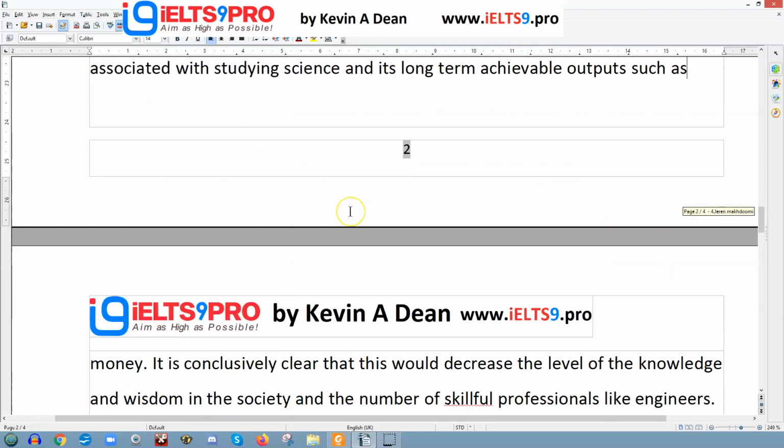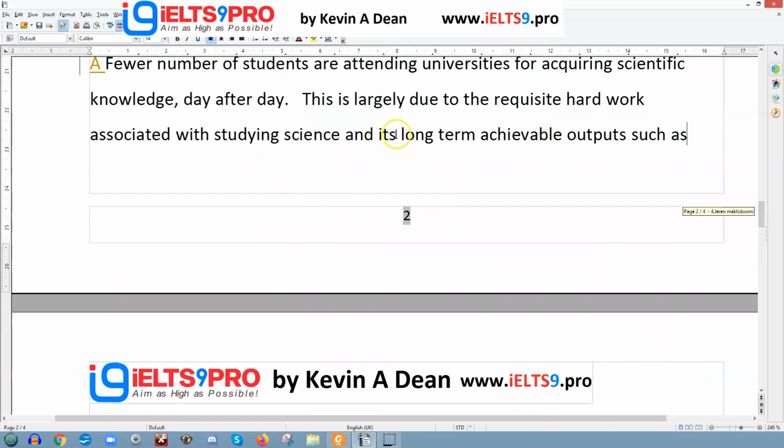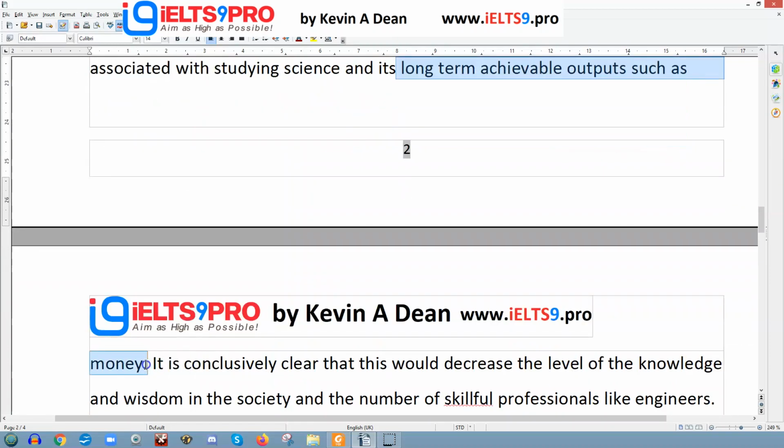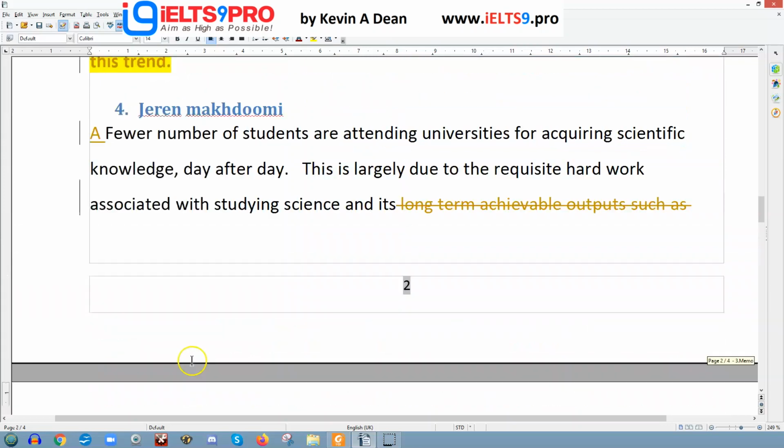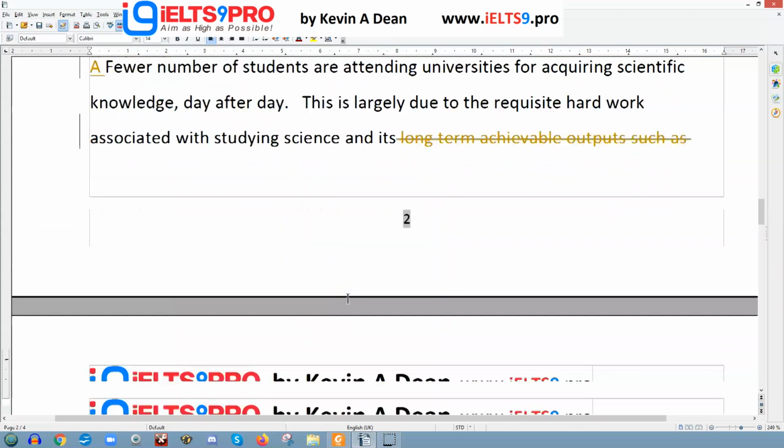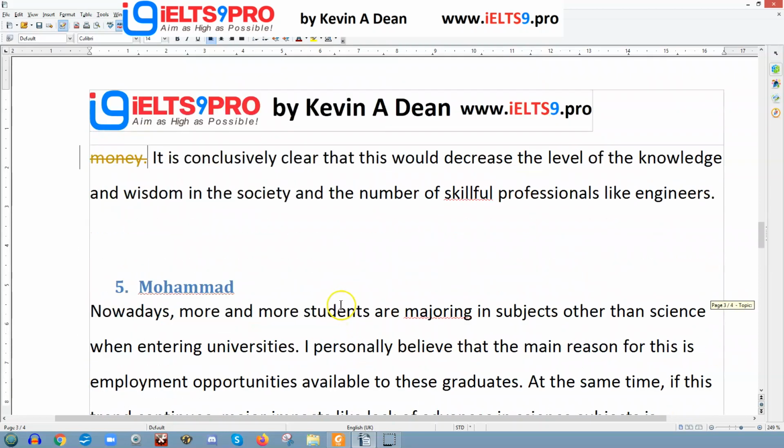It's long-term achievable outputs. What does that mean? Long-term achievable outputs, such as money. No idea what you're talking about. You mean the low wages or salary paid to scientists? Why didn't you say that to make it clear?